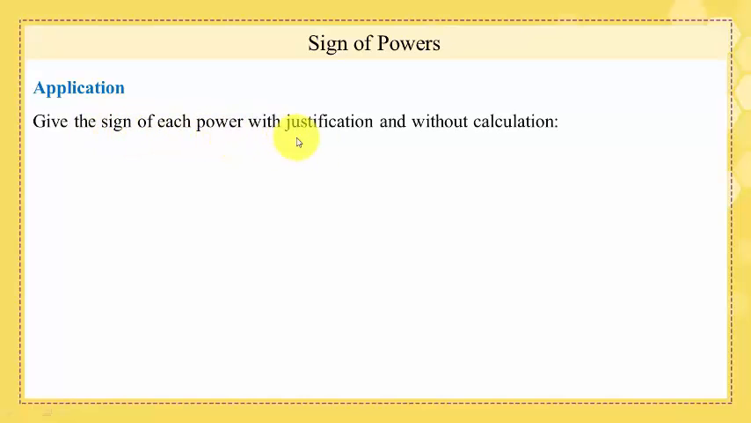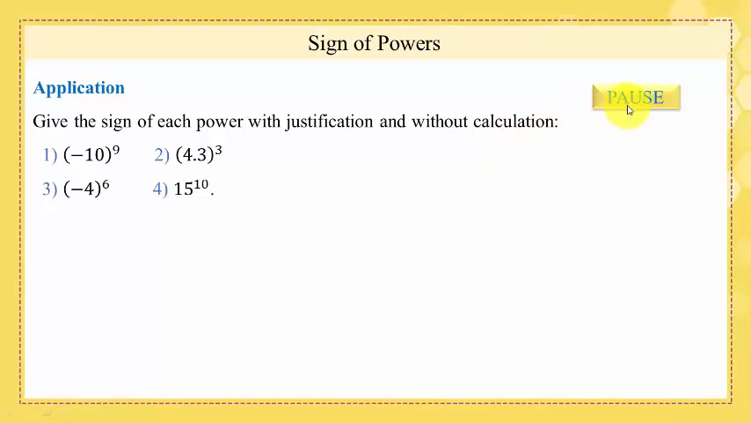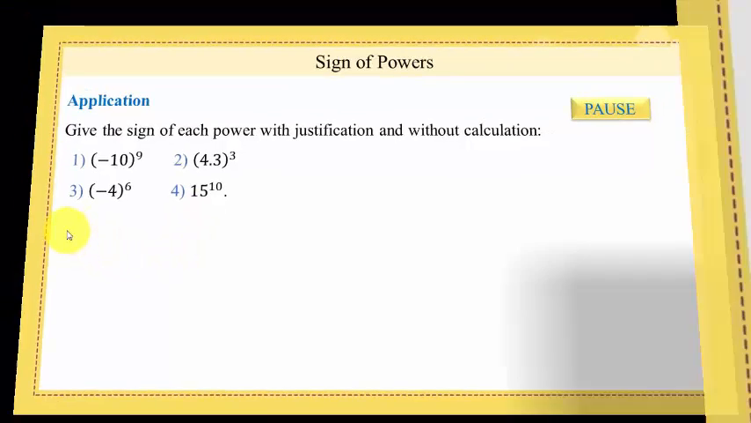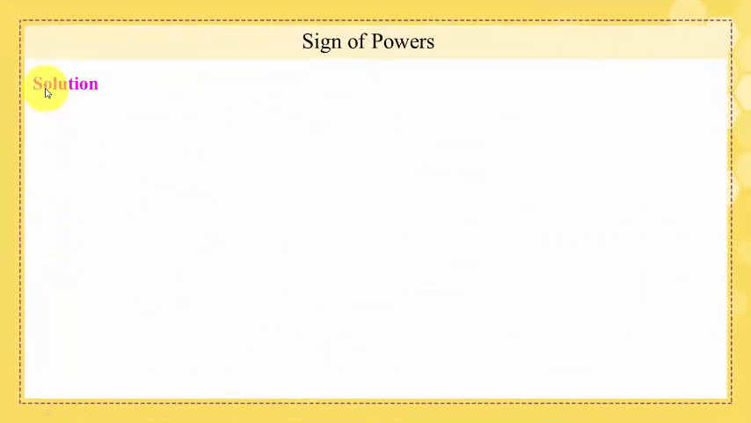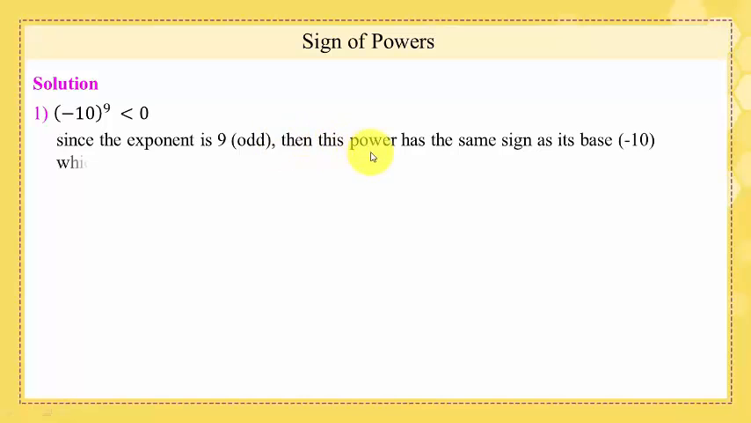Application. Give the sign of each power with justification and without calculation. Please pause the video and try to solve this application. Solution. Minus 10 exponent 9 has an odd exponent, so it has the same sign as its base, minus 10, so it is negative.